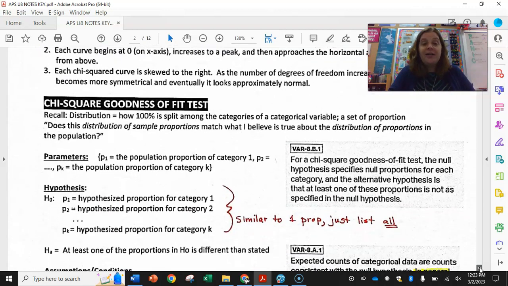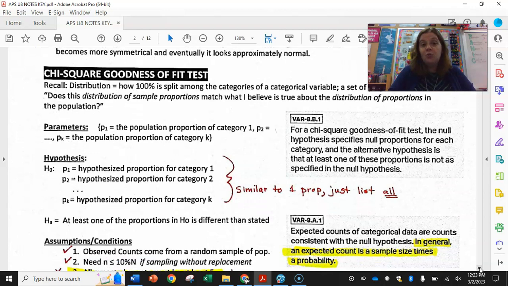All right, so as far as a chi-squared goodness of fit test goes, which is what we're going to do, a goodness of fit test is going to tell us how 100% is split amongst the categories of a variable. So it's going to look like a set of proportions. When we talk about parameters, instead of just having P is the proportion of yellow, we're going to have P1 is the proportion of yellow, P2 is the proportion of orange, P3 is the proportion of green, P4, P5, etc. So we're going to have several proportions that need to be identified.